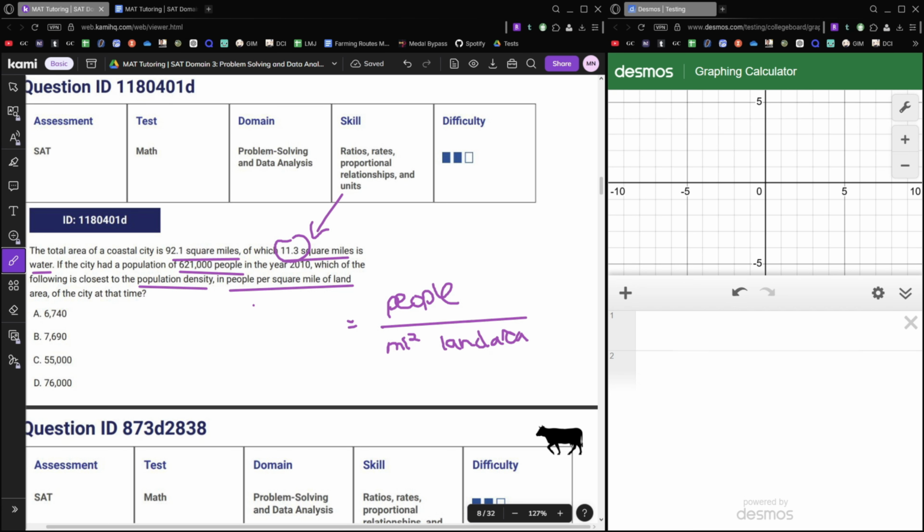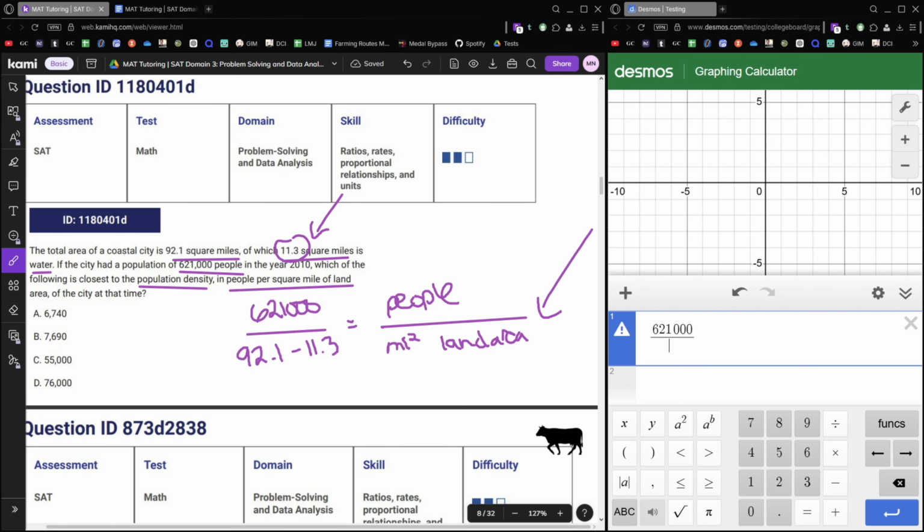Obviously, you would have the 621,000 people on top. And then on the bottom, you would have the square miles, the area. But once again, it's only land area. So we have to take our total area of 92.1 and subtract 11.3 miles of water from it. And would you look at that, we have our equation now. You don't need to memorize no equation, just look at the units. Alright, let's go ahead and put this in Desmos to calculate it.